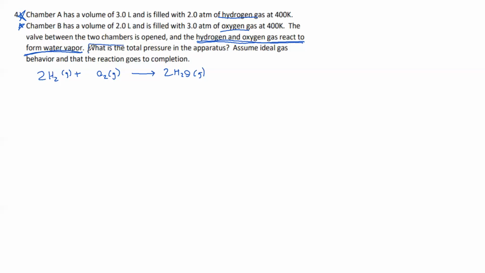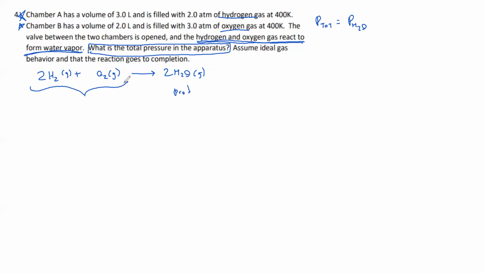And we want to know the total pressure in the apparatus. So probably what we're going to be doing, let me actually undo that line. Total pressure is the sum of all the pressures of the gases there, right? So we definitely have a pressure of water, right? Because this is a product.